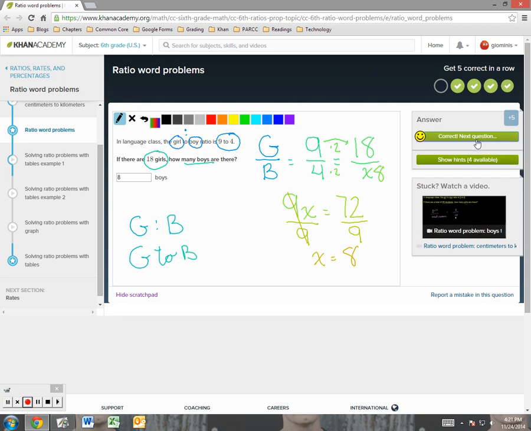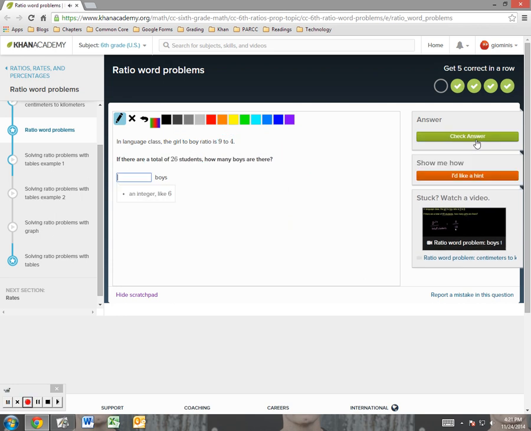And let's go one more. In language class, the girl to boy ratio is 9 to 4. A lot of language class. And always more girls. The ratio of girls to boys is 9 to 4. If there are 26 students, I'm dealing with a total here. I have 26 students. How many are boys?